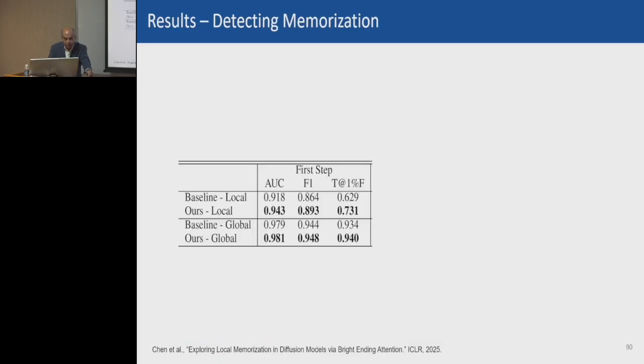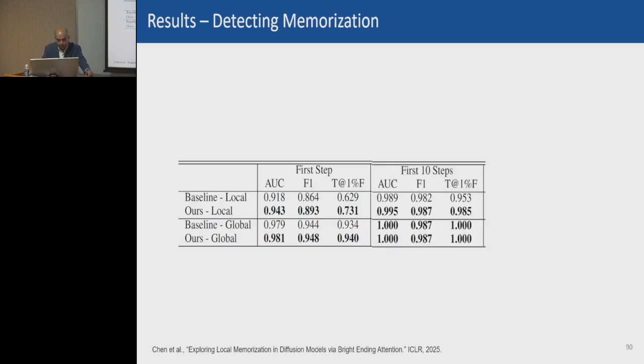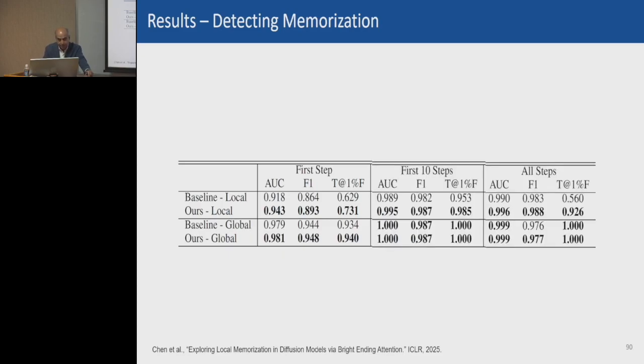Okay. So then, we did the experiments, and we can see the baseline has this number and our local improves on that, and the global also improves. This is the first denoising step. You can do 10 steps, all the steps, and so on.